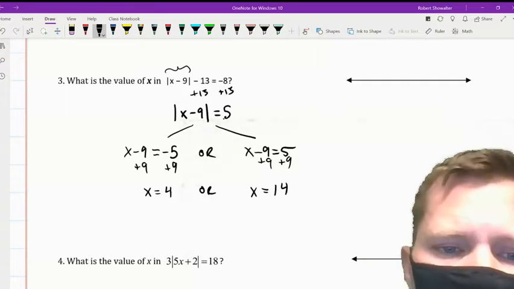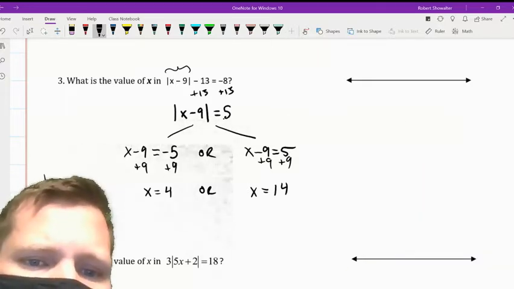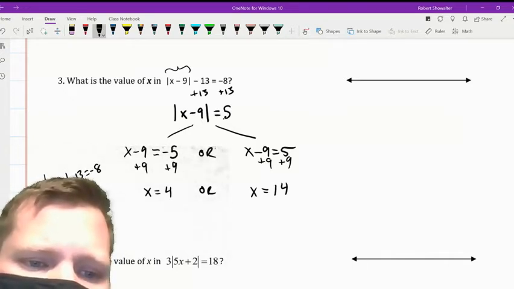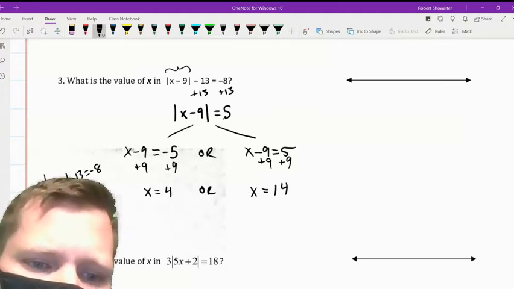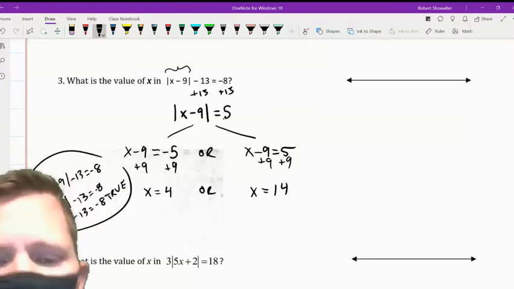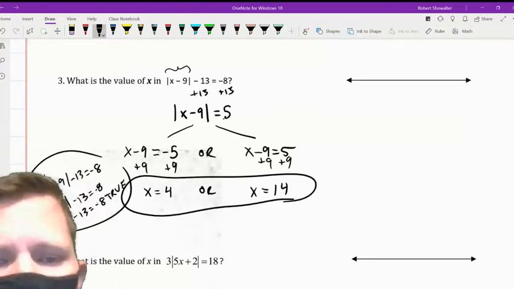Both of those answers work if we place them in that equation. So if I take 4 and dump it in, that's going to make a true statement because we get the absolute value of -5 minus 13 equals -8. Is that true? Well, the absolute value of -5 is 5, minus 13. That's going to be -8. So it's a true statement. We can turn around and do the same thing with 14 and get the same answer.